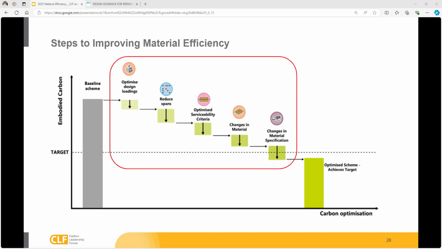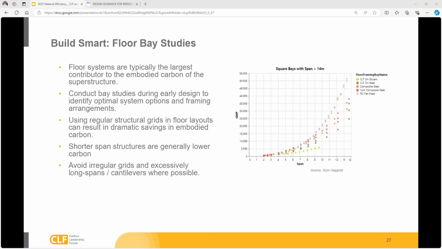So start by optimizing loadings, focus on reducing your spans, finding efficient grids, etc. Optimize your serviceability criteria, consider different materials and use them efficiently, and then focus on material specifications. And the recipe of all of these together will allow you to optimize your design and reduce carbon.